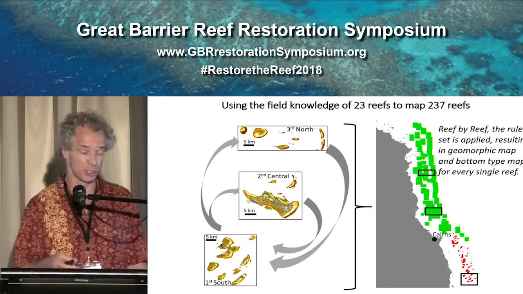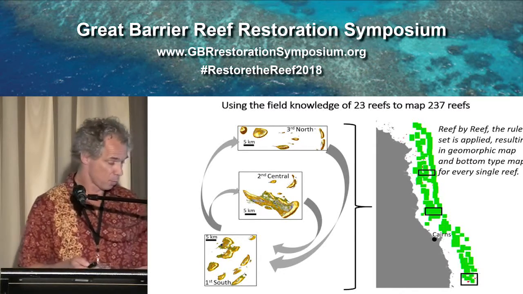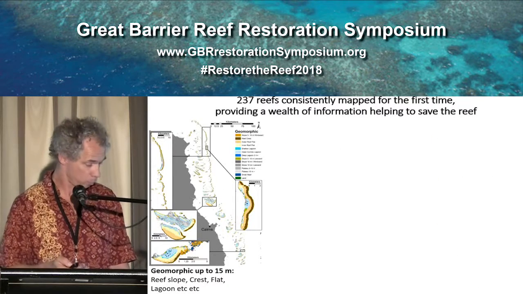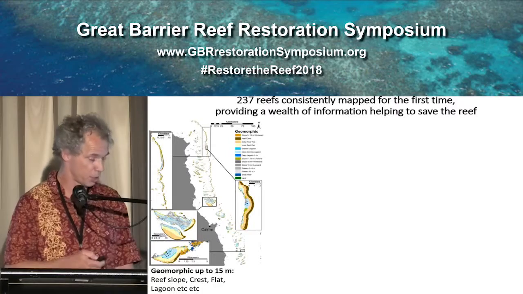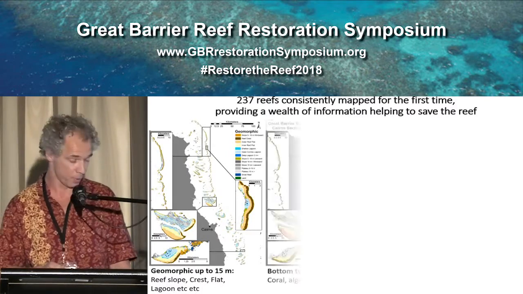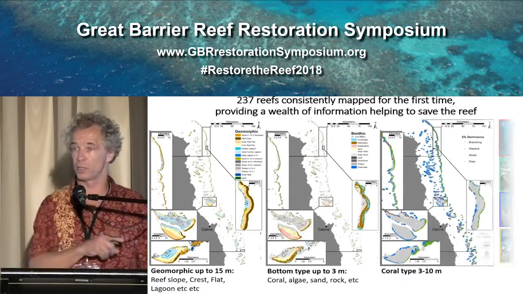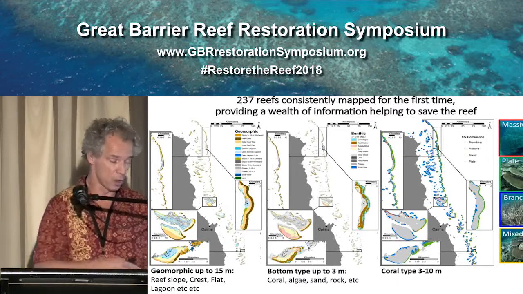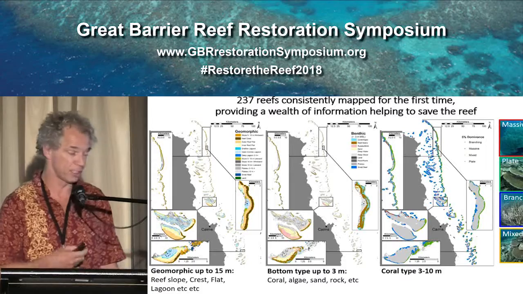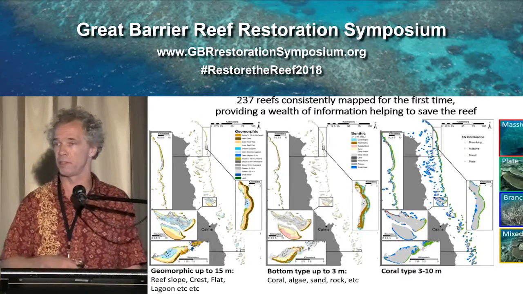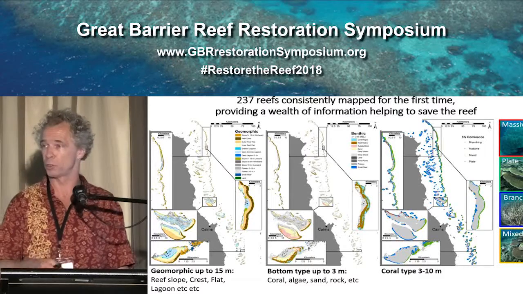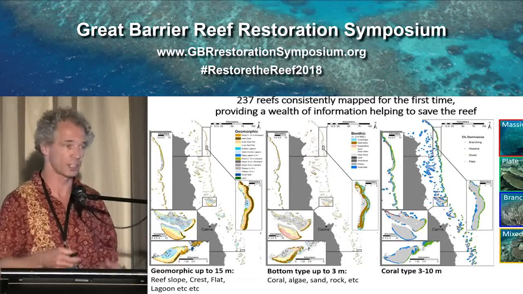That resulted in a geomorphic map for those reefs, but actually not only a geomorphic map, but also a bottom type map and a coral type map, following those same kinds of rules which we did for Heron at the start, for all those 237 reefs. This is the highest level of detail for these reefs ever presented at this stage. To be honest, for any reef on Earth at such a large area.